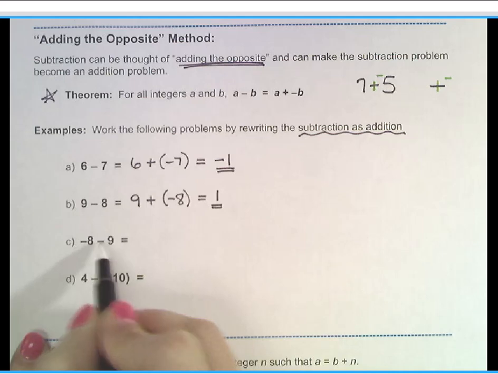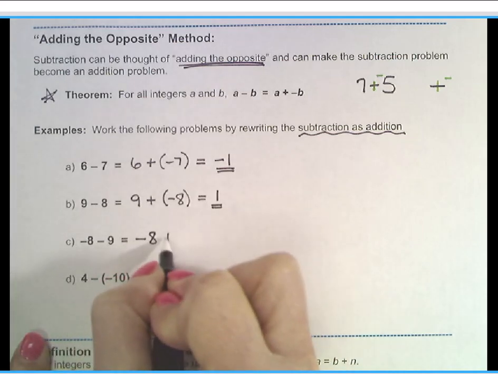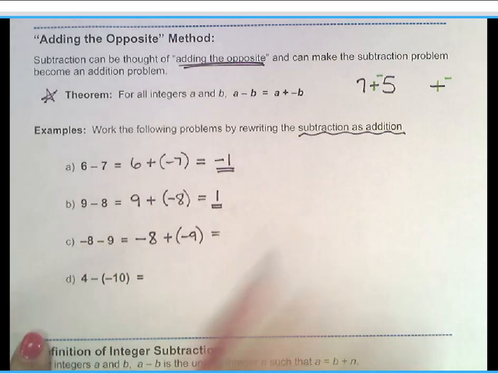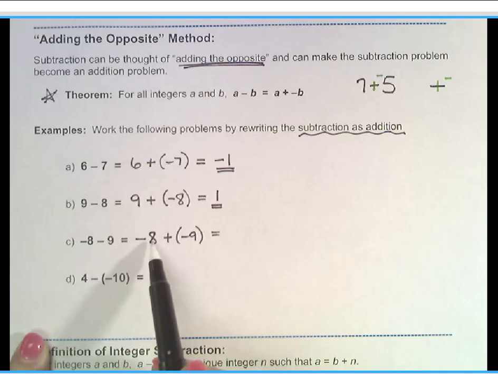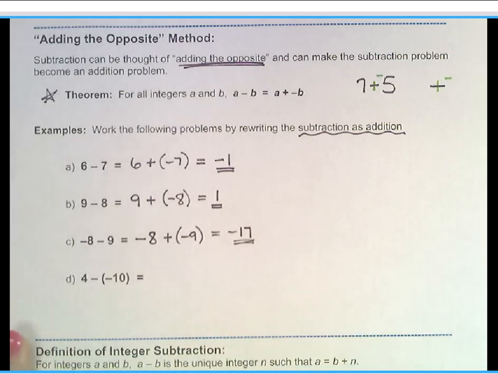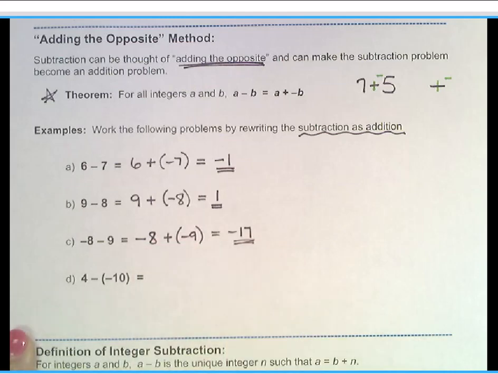How about the next one? Negative 8 minus 9. So it would be negative 8, change it to adding the opposite of 9. Now this one is negative 8 plus negative 9. If you have negatives and you add more negatives, it's just going to keep getting more negative. So this one's going to turn out to be negative 17. All those negatives combined together to make negative 17.